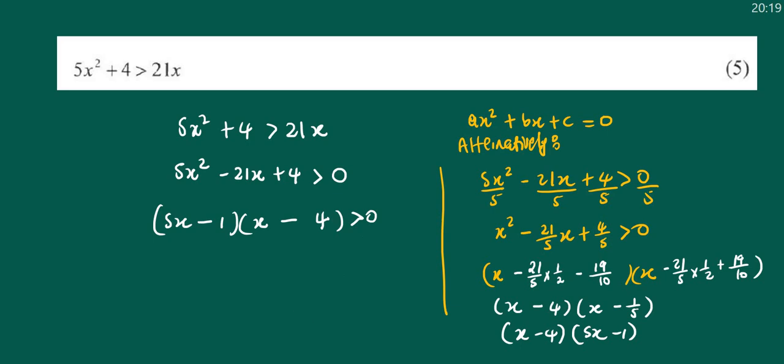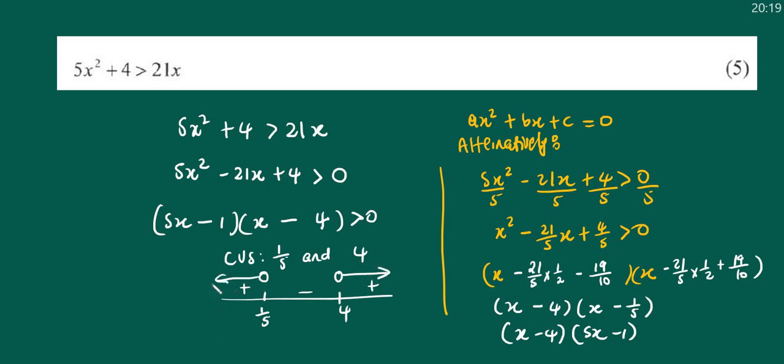So now that you have this, remember these are your critical values, which are going to be 1 over 5 and 4. Then you're going to have plus, minus, plus. Because it's not equal to, your circles won't be shaded. And because it says greater than 0, it means positive, so we're going to the positive side. Then you simply write the arrows as they are. So you say x is less than 1 over 5, or x is greater than 4. Then that should be your answer.